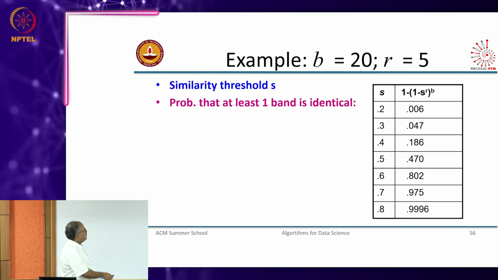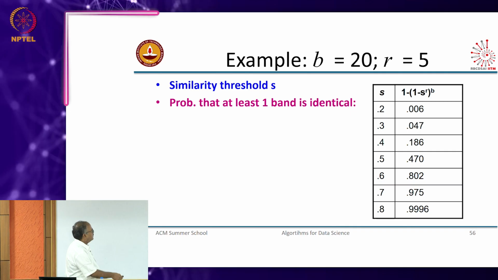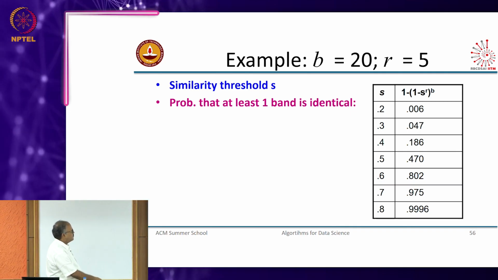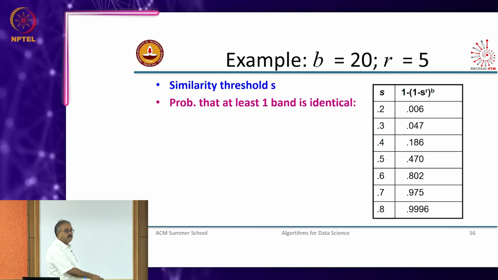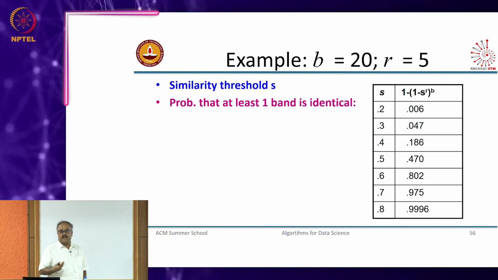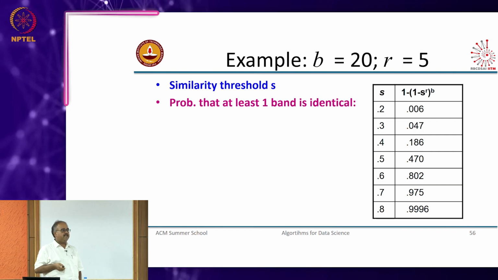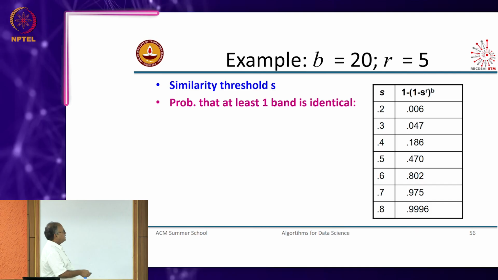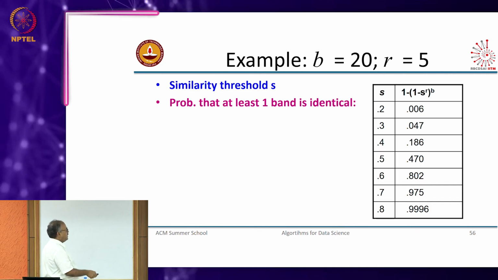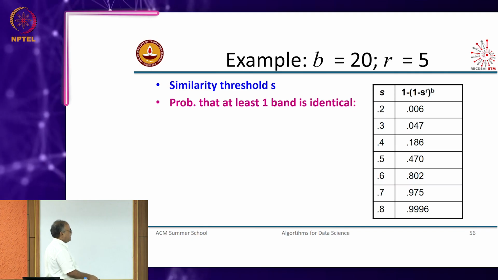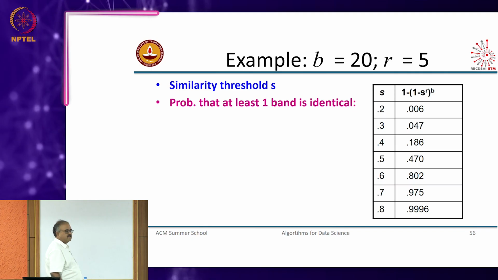So going back, we are working out the same thing now for B equal to 20 and R equal to 5 for different similarity values. This is the probability that they will be declared as a candidate pair, that is, the probability that in at least one band they will hash to the same bucket. As you can see, for small values of similarity, the probability is small. For large values of similarity, the probability is large.